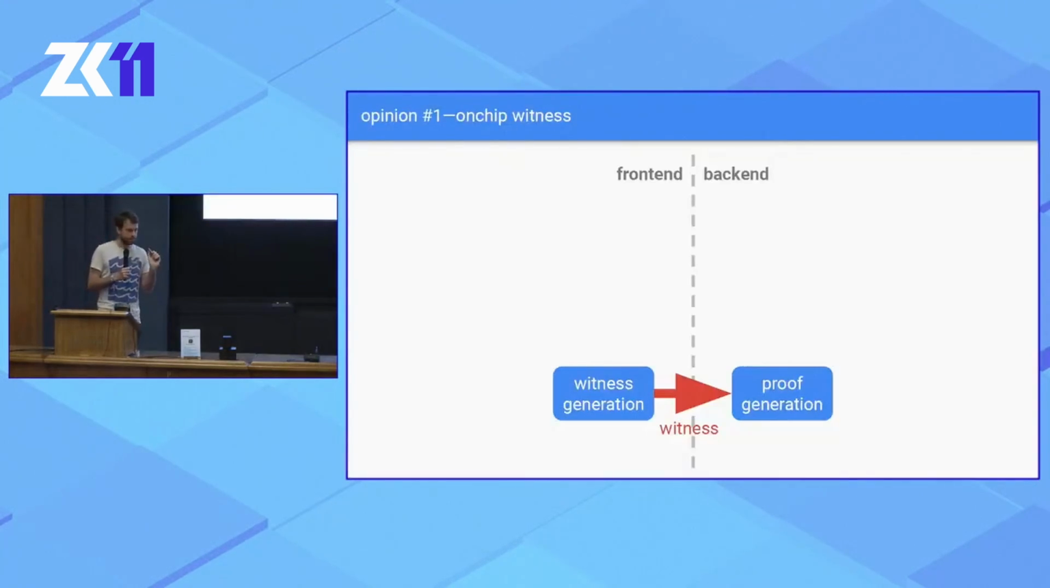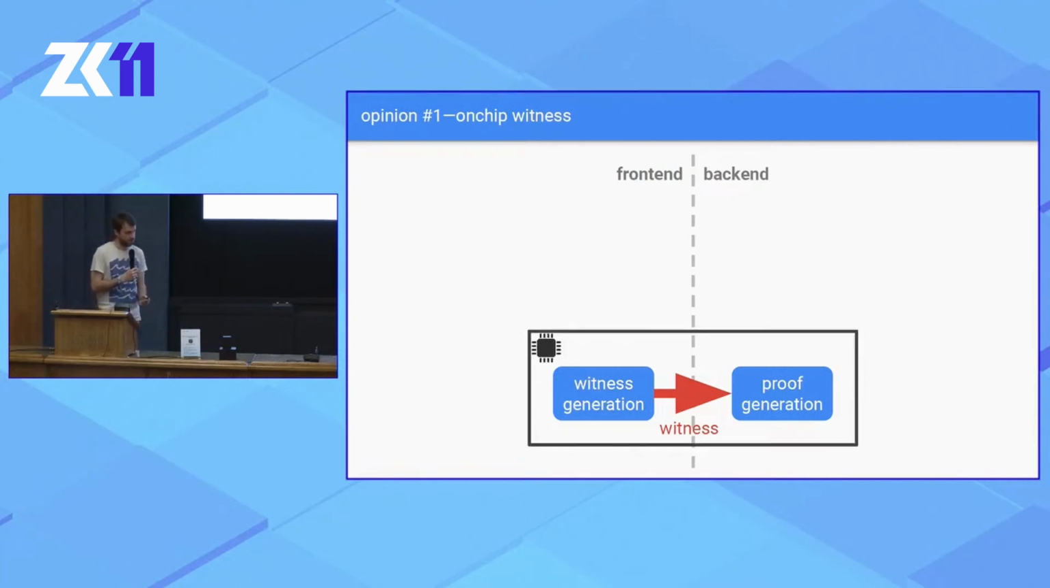So the first idea, the first opinion, is that really the witness ought to be on chip and stay on chip. We have this traditional separation of front-end and back-end in proof systems, and basically we have the front-end generating the witness, and we have the back-end consuming the witness, and the witness being at the boundary here. And these witnesses are enormous. They're huge. And so if you want to simplify your design and not have this massive I/O to the chip, you really want to put everything on chip.